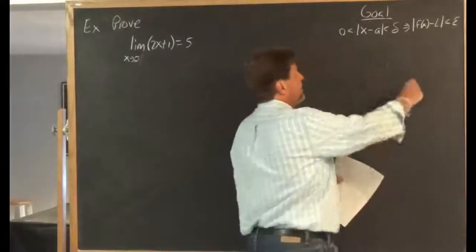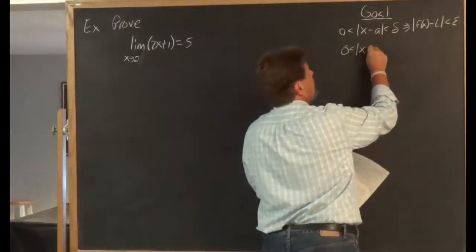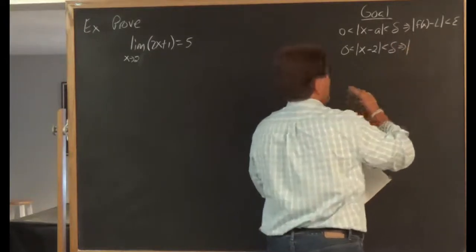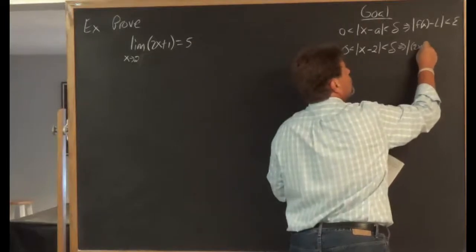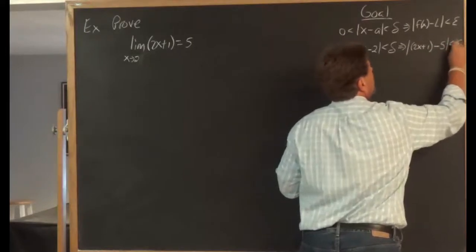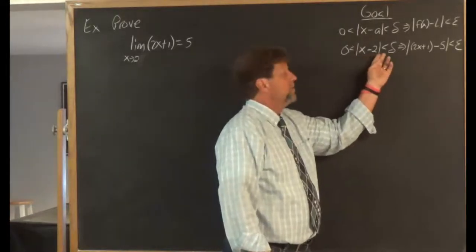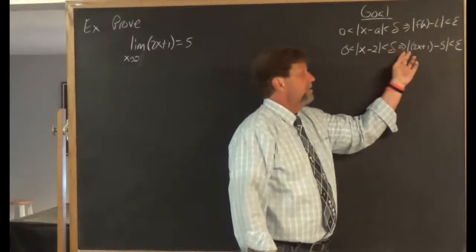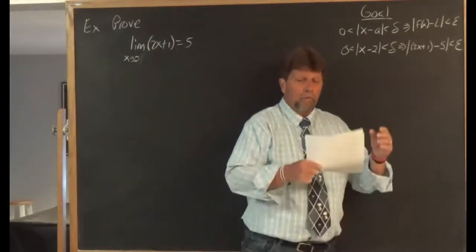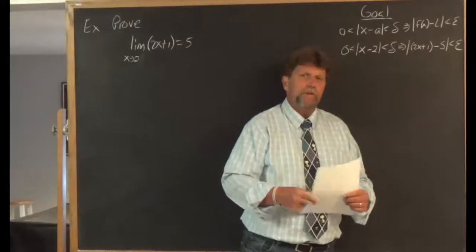For this problem, our goal is absolute value of x minus 2 less than delta implies absolute value of f of x, well, f of x is 2x plus 1, minus L, L is 5, is less than epsilon. So our goal is we want to show absolute value of x minus 2 less than delta implies absolute value of 2x plus 1 minus 5 is less than epsilon. We've written down the goal. And then what did I say next? The next thing you were going to do is play around until you determine delta.